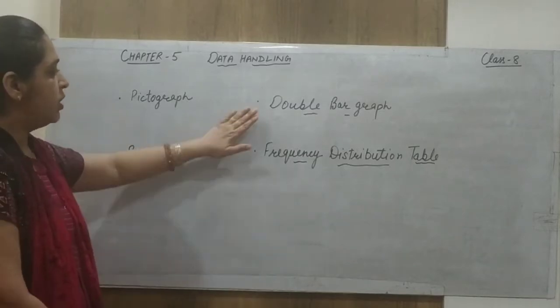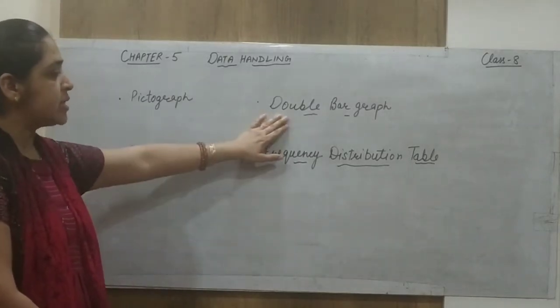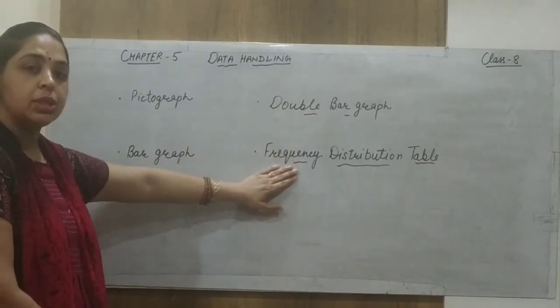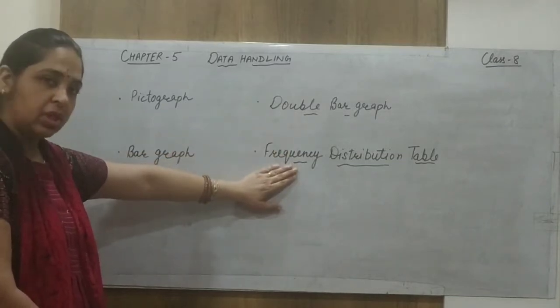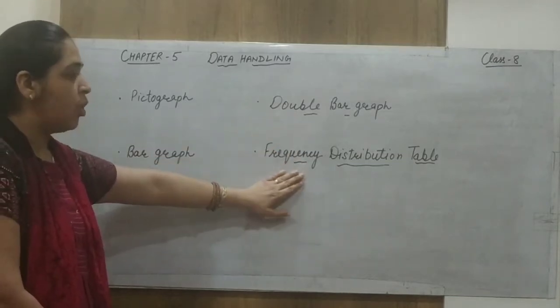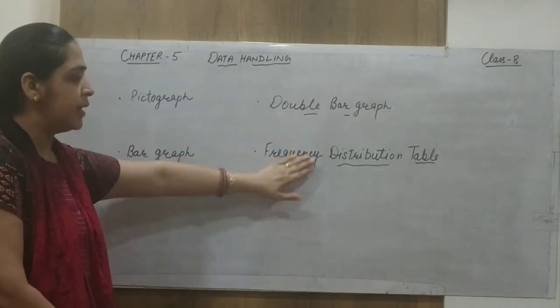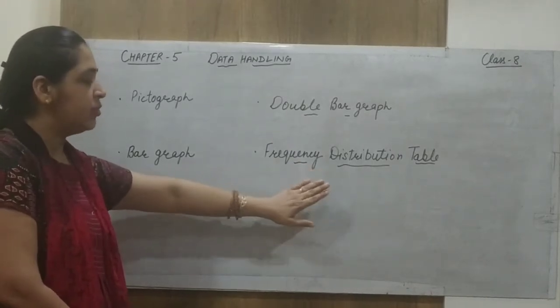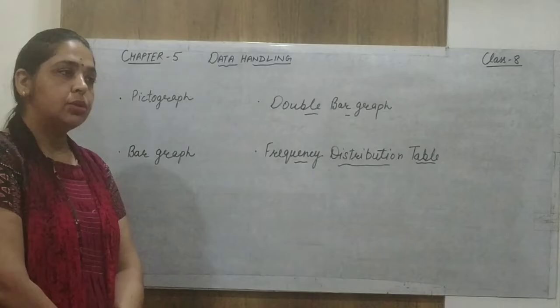Now today we will discuss two further topics of data handling. First is the double bar graph and second is the frequency distribution table. First we will understand the definitions, then with the help of a few examples I'll give you a brief introduction and explanation of these two, and after that we go on to the further topics.